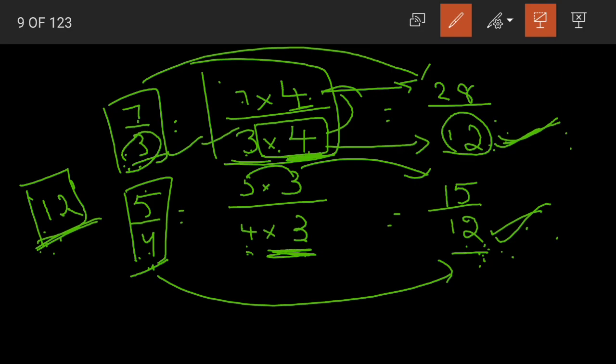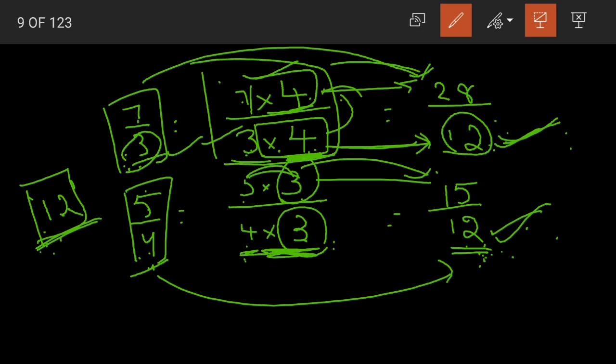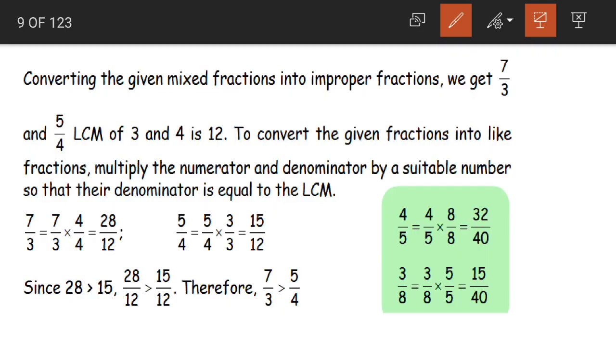As we have multiplied the denominator by 4, we are multiplying the numerator by 4 as well. 7 4s are 28, 3 4s are 12. For 5 by 4, we are having 4 and we need 12. 4 3s are 12. So we are multiplying the numerator 5 with 3 as well. 5 3s are 15 and 4 3s are 12. Understood, children? Yes, to find out the LCM.